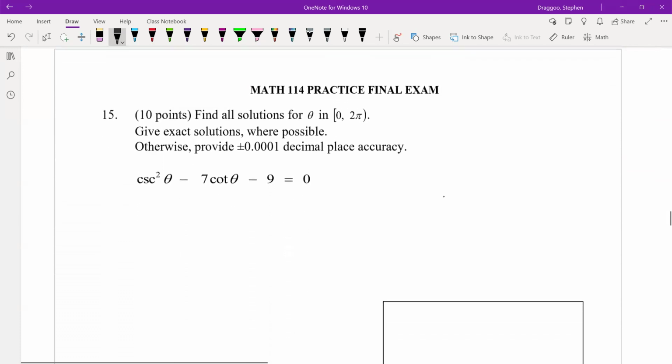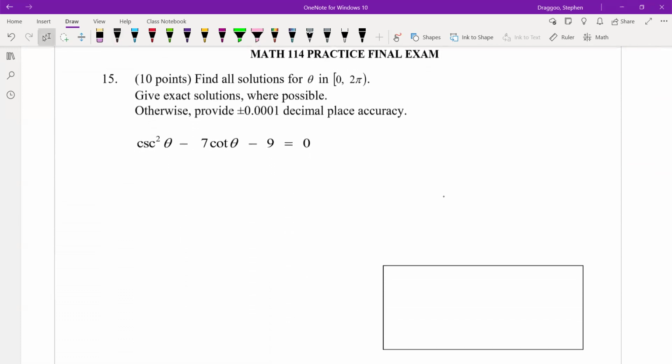On to the next. Finding all solutions for theta in 0 to 2π. So all solutions that solve the following trigonometric equation that are within one circle. We don't need to loop around more than once. We could find other solutions located in full spins around a circle and still stopping in the same direction, but we're going to limit our answers to being between 0 and 2π.